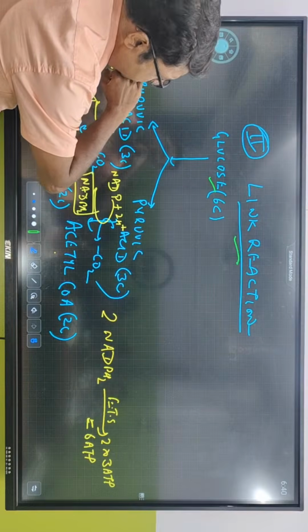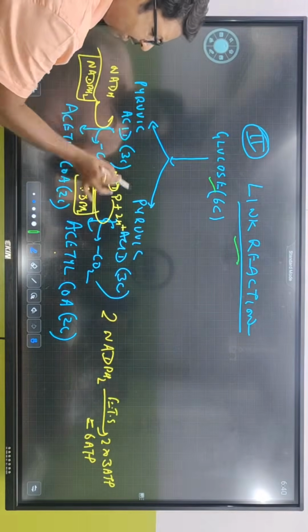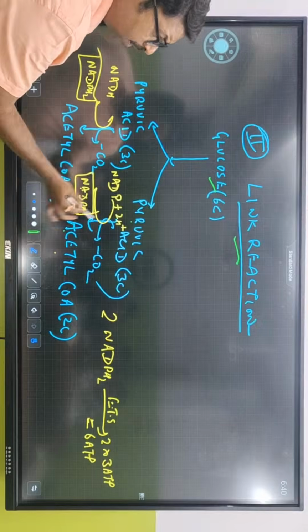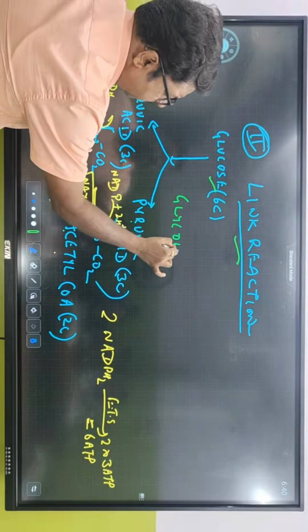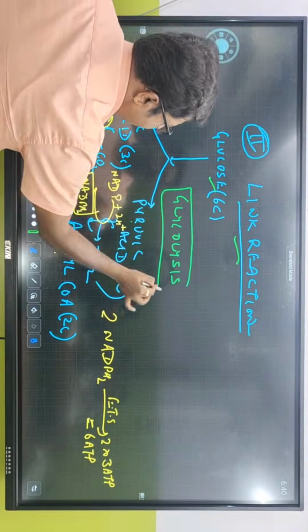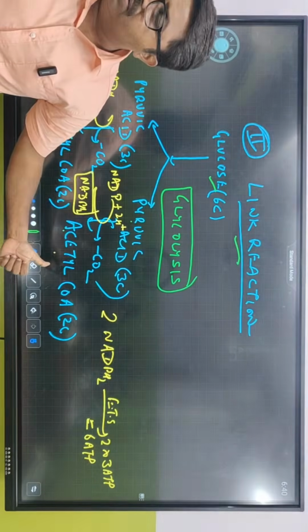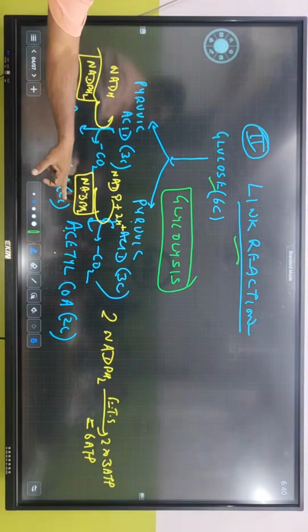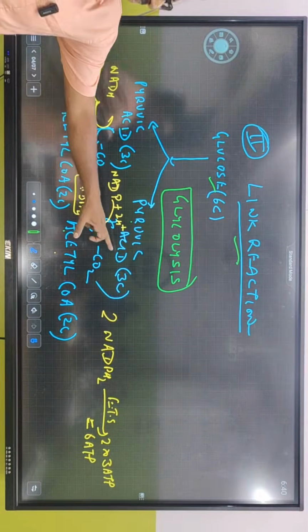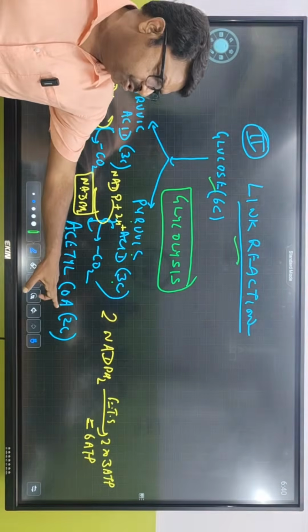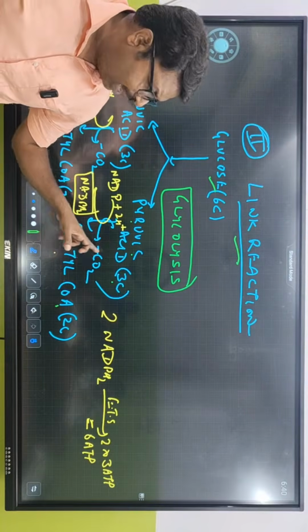in link reaction, what happens? The pyruvic acid changes into acetyl-CoA. So this step is called glycolysis. Glucose to pyruvic acid is called glycolysis, and this takes place inside the cytoplasm. And link reaction, what happens in this reaction? 3 carbon pyruvic acid gets changed into 2 carbon acetyl-CoA.